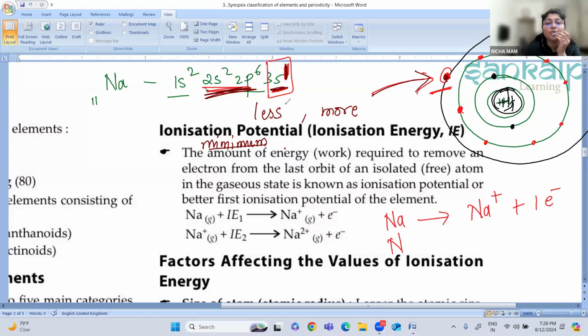Now, when I want to remove one more electron from sodium, the next electron should be removed from this orbital. Out of these 8 electrons, one of the electrons should be removed. So that time the energy required will be less or more? I want that much. Yes, it will be less or more.